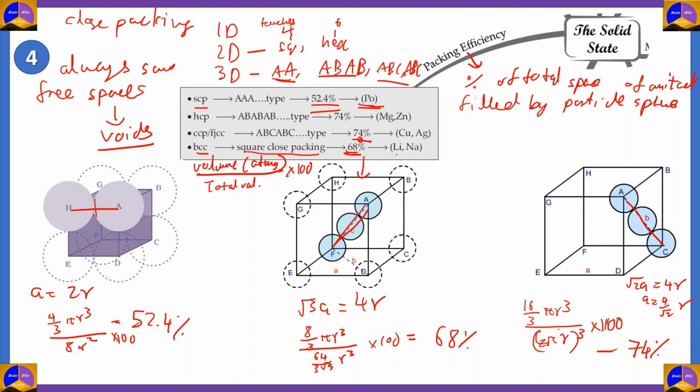For BCC, the examples include lithium and sodium. For CCP, the examples include copper and silver. For HCP, which is hexagonal close packing, we again get a value of 74%. And the examples include magnesium and zinc.